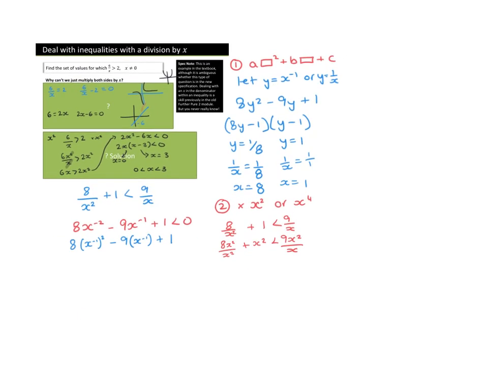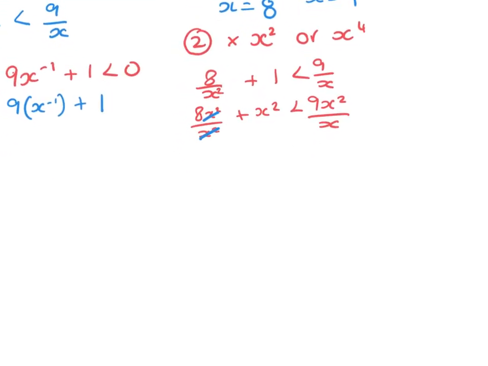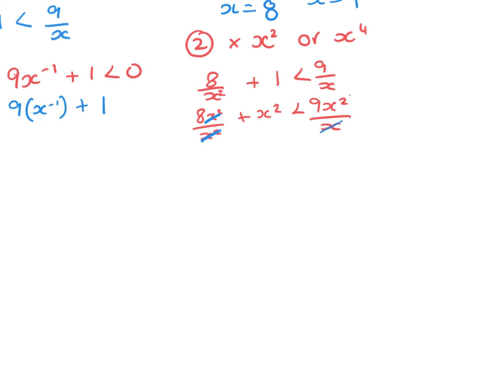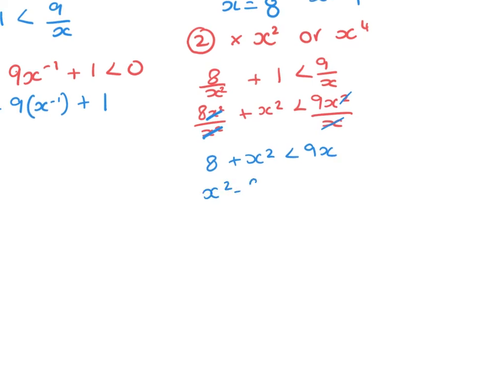Okay, so I know these x squareds are going to cancel. And this is just going to become 9x. So I'm going to get 8 plus x squared is less than 9x. If I move everything to the left-hand side, x squared minus 9x plus 8 is less than 0. I can factorise to get x minus 8, x minus 1, x equals 8 and x equals 1.